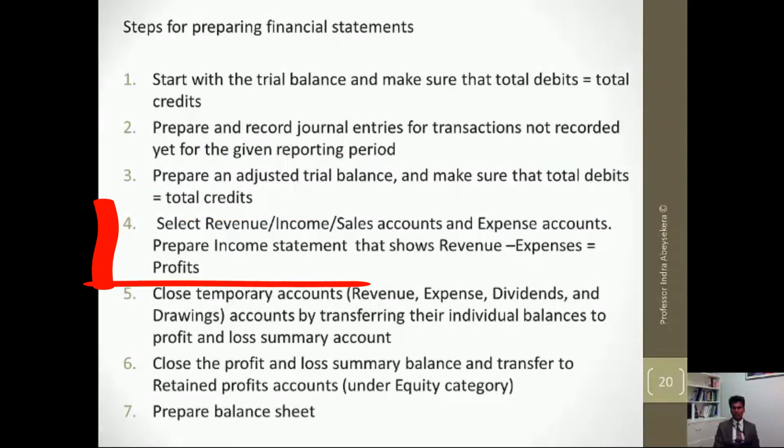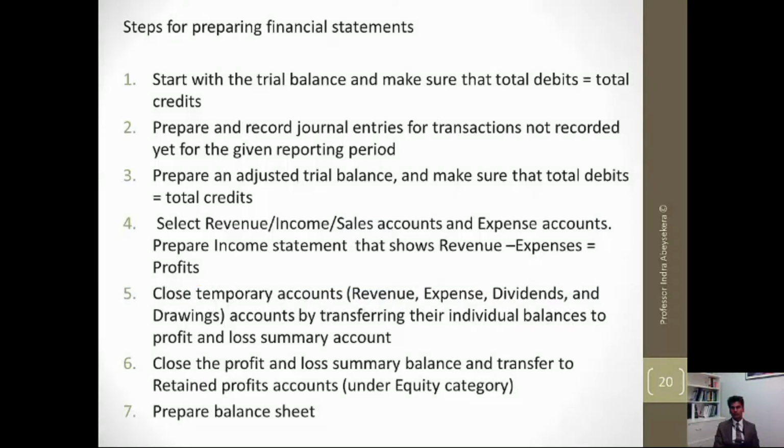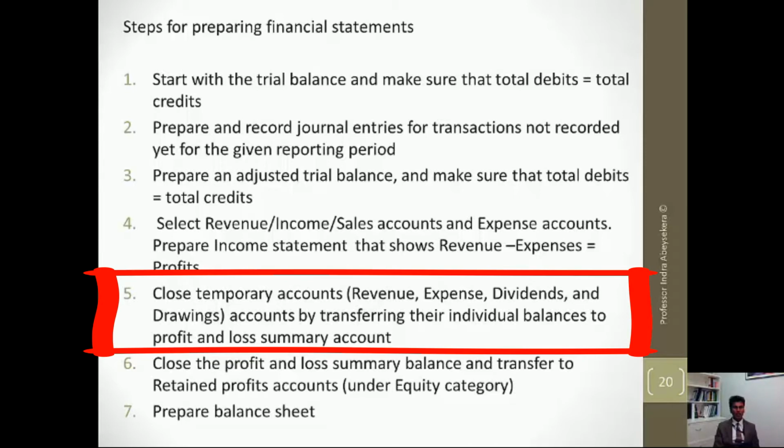Fourth, prepare the income statement that shows revenues less expenses equals profits. Fifth, close temporary accounts.